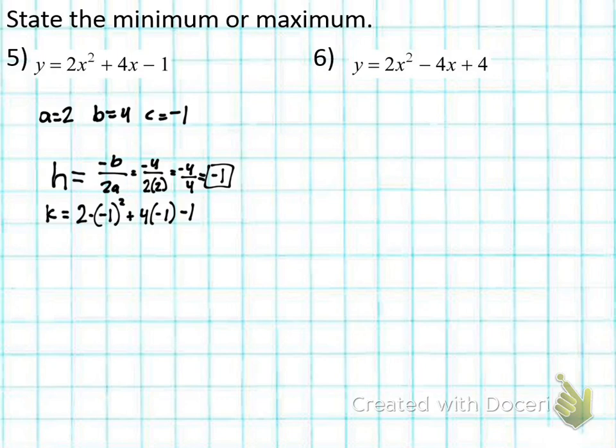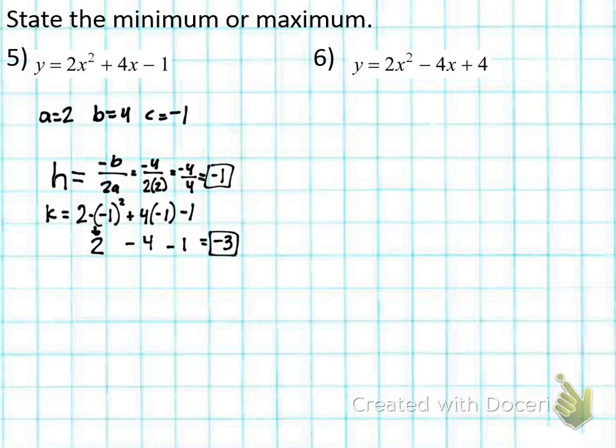Negative 1 squared is equal to? What's negative 1 squared? Negative 1 times negative 1 is 1. 1 times 2 is 2. So this becomes 2. What's 4 times negative 1? Negative 4. Good. Bring down the minus 1. Now let's work this out. What's 2 minus 4? Negative 2. Minus 1 is negative 3. Okay? So that's our K.